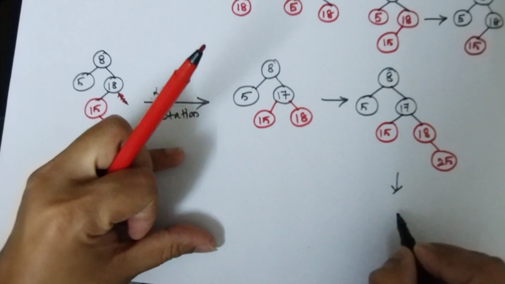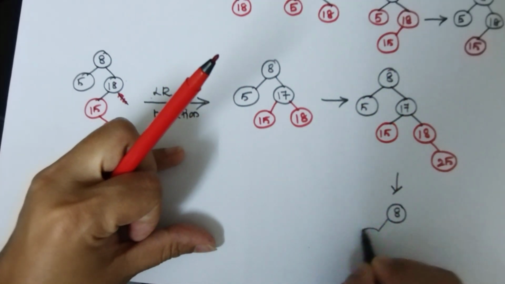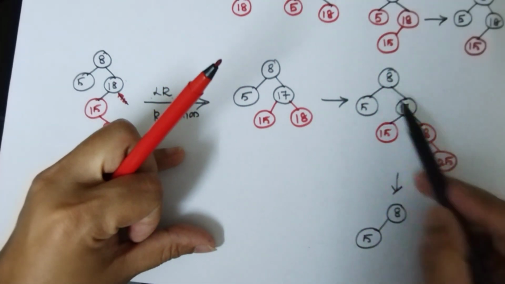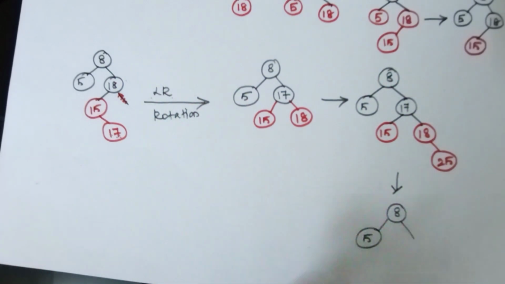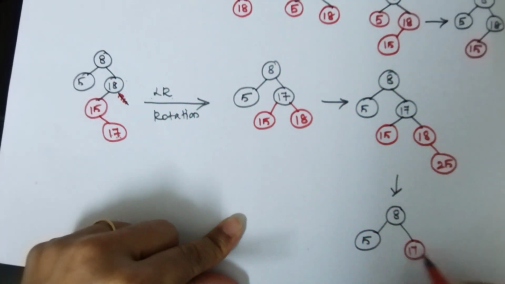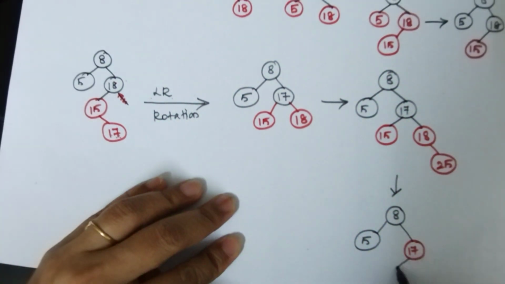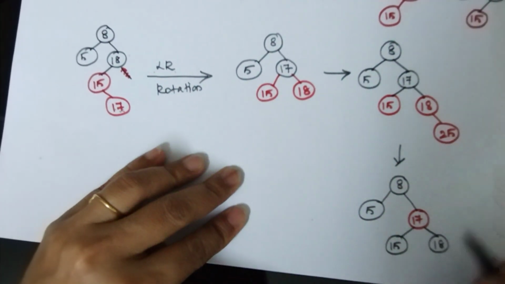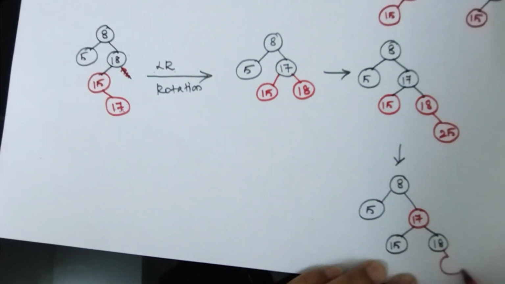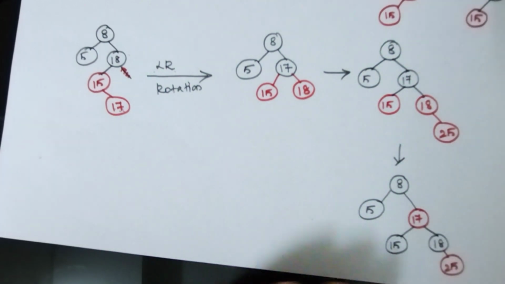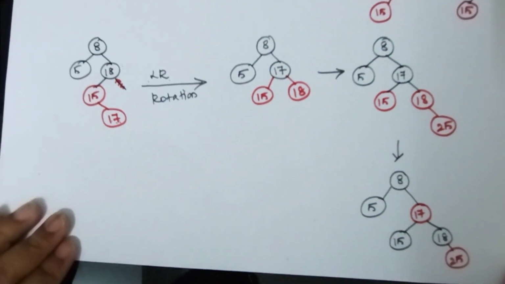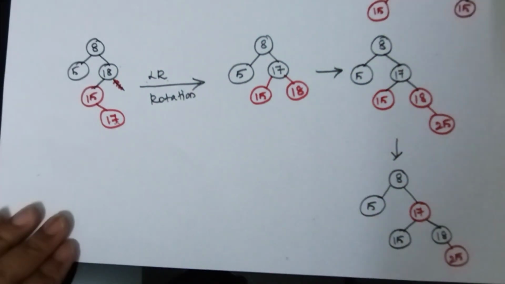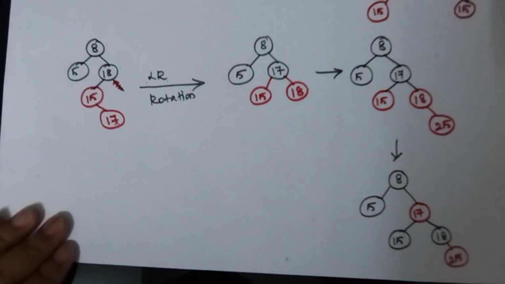If I apply recoloring, 8 will be in black as it is and 5 will be in black as it is. Now coming to 17, 17 is already black in color. So now this will become red in color. And coming to 15 and 18, those are already in red color. Now after doing color change, this will become black. Okay, so in right hand side we have 25. We are not going to change the color of the child that is newly inserted. That will be as it is. Right? Now we'll go for the next value.